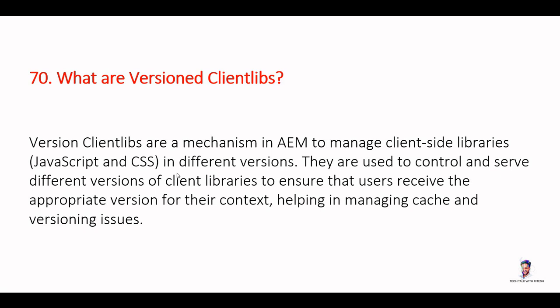Okay, the next question is, what are version client libraries or client libs? So version client libs are a mechanism in AEM to manage client-side libraries in different versions. Okay, we'll see what that is. They are used to control and serve different versions of client libraries to ensure that users receive the appropriate version for their context, and helping in managing cache and versioning issues.